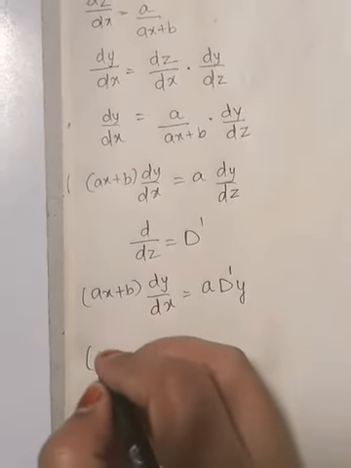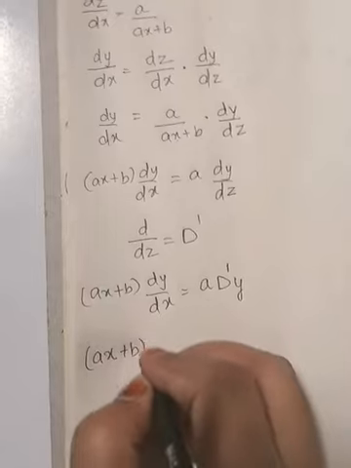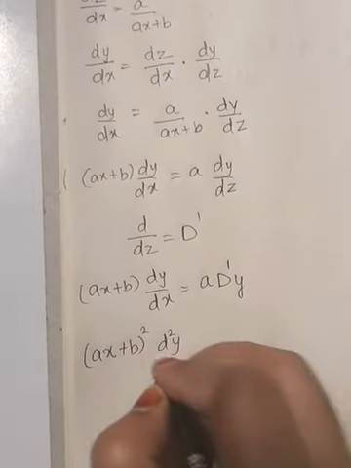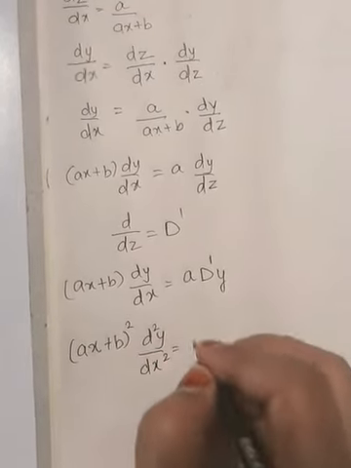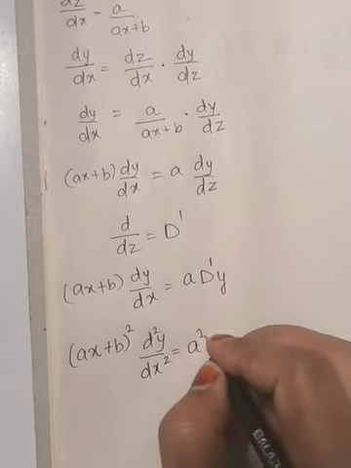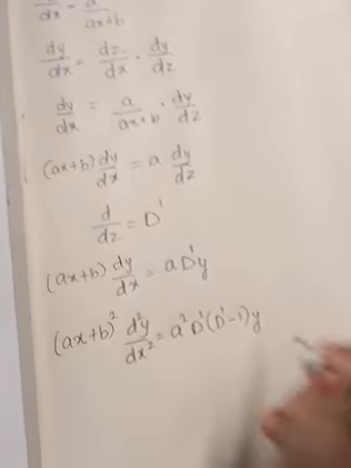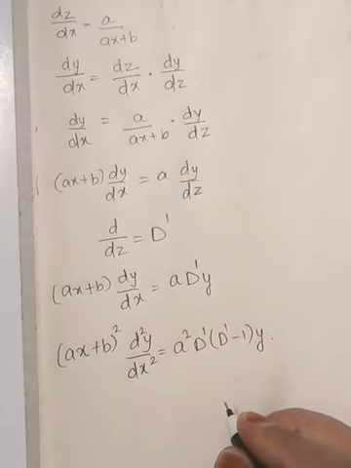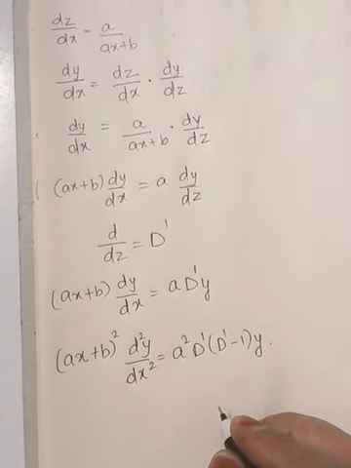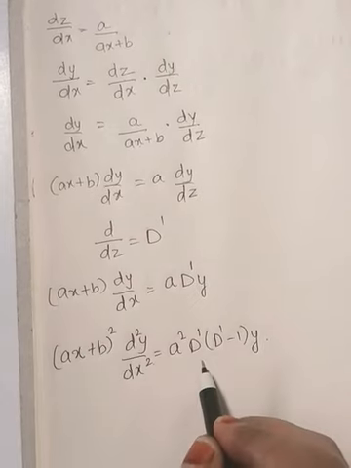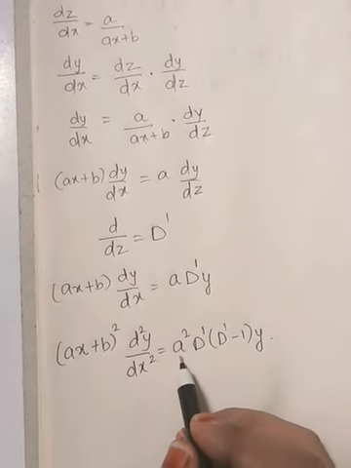So similarly, if I take (ax + b)^2 d^2y/dx^2, what I'll get here? a^2 D'(D' - 1) y. Same like our Euler's method. There we are taking theta into theta minus 1. Here we are taking D'(D' - 1) into a^2.